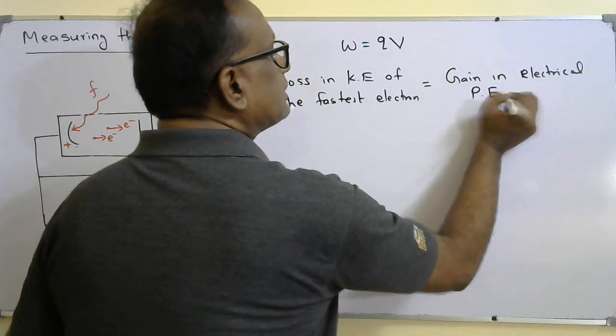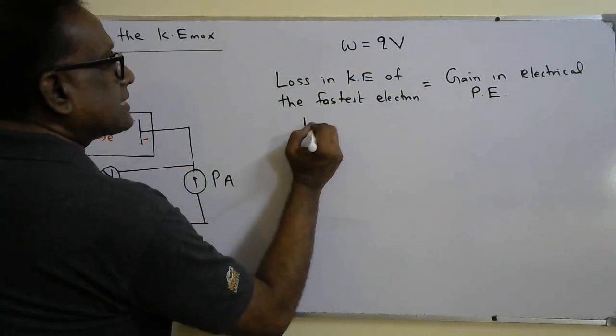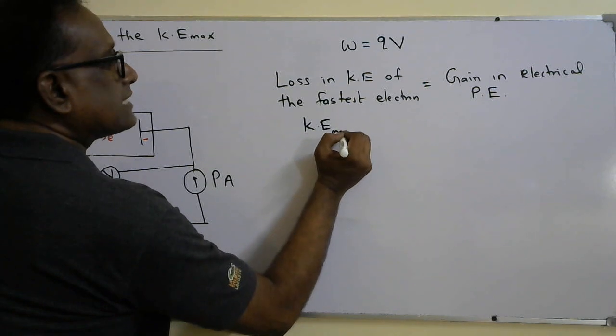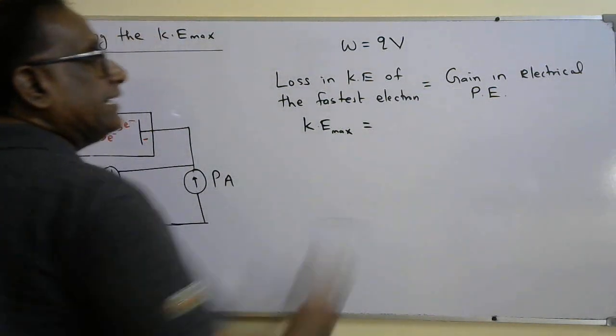Electrical potential energy by the electron. Okay, the loss in kinetic energy of the fastest electron is KE max. It lost all its energy. That's the reason it's unable to reach the collecting electrode. So KE max is equal to the gain in electrical potential energy.